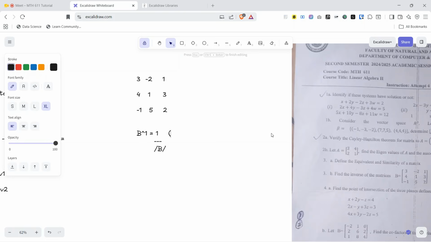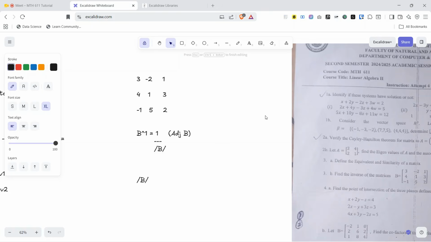Into the adjoint of B. Yep. So our B inverse is 1 over determinant of B into adjoint of B. So the first thing we want to find is the determinant of B. That's the first thing we want to do. To find the determinant of B, it's going to be a long ride.